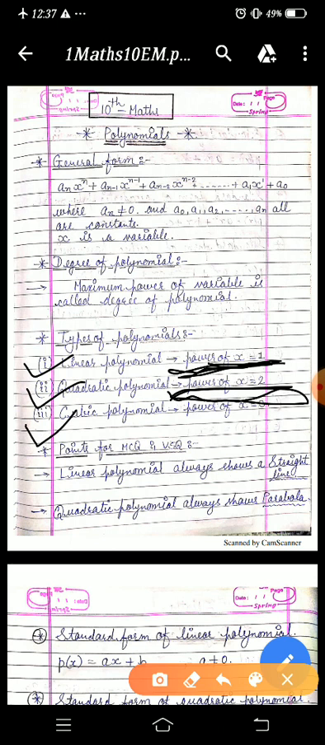Third one is cubic polynomial. What do you understand by cubic polynomial? Cubic polynomial means degree of polynomial equals 3. That means maximum power of x equals 3. That type of polynomial is known as cubic polynomial.